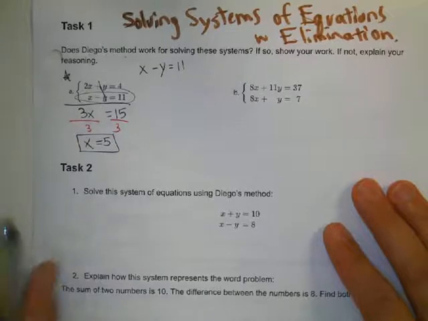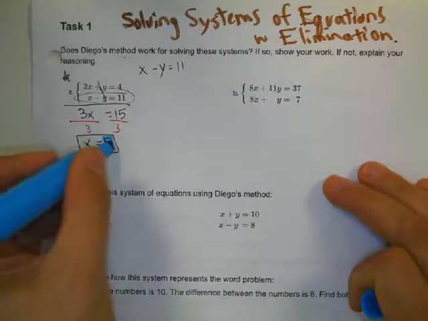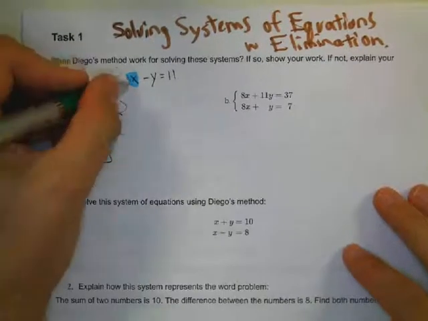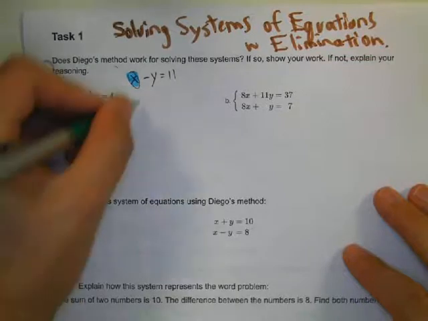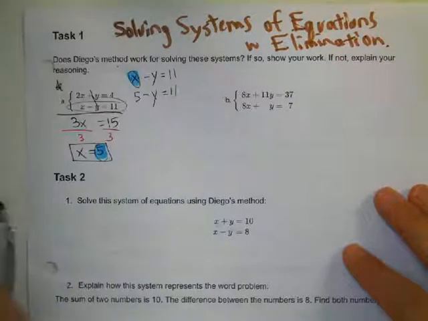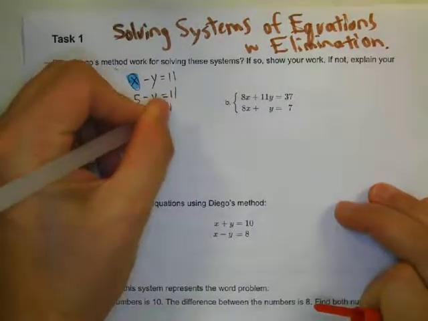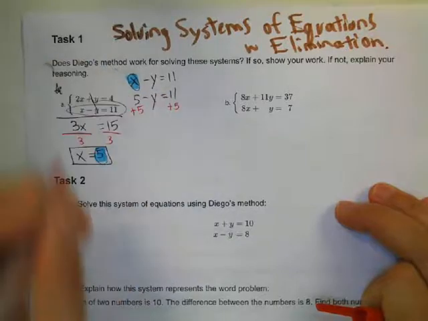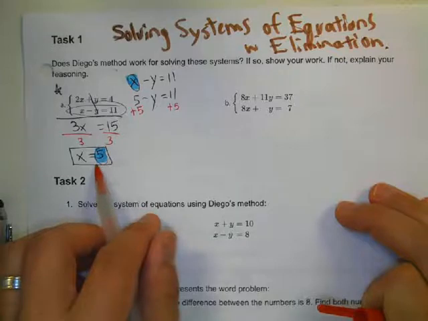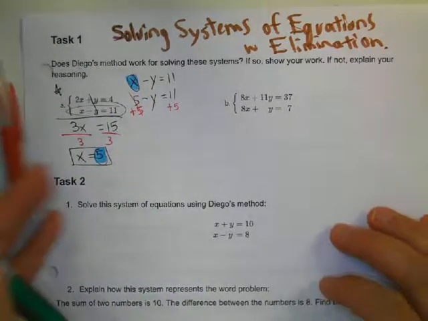And I'm going to substitute 5 in place of x. And when I do that, now I'm going to have 5 minus y equals 11. And then I can add 5 on both sides. And did I do this right? And then we get, I think I've made a mistake.